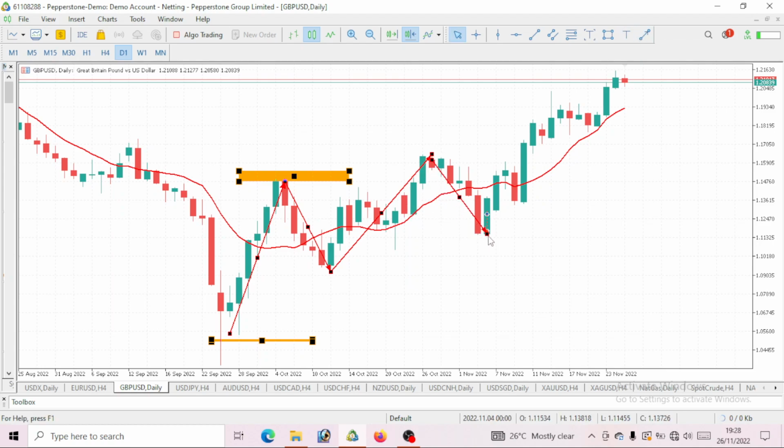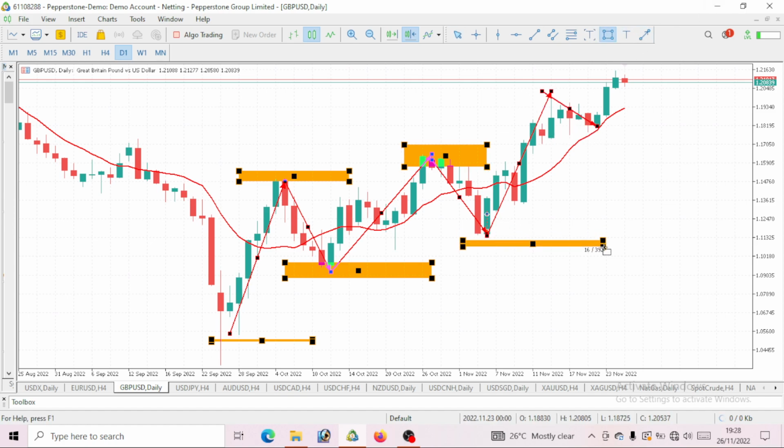Here comes the correction. Guess what? The correction actually failed to break these lows again, right? A new high was made. And guess what? The new high actually broke the previous highs. Here comes the correction. The correction failed to break the previous higher lows. So this is actually an uptrend move. There's no doubt about that. So for the next day, we would be expecting a bullish move on this GBP USD.